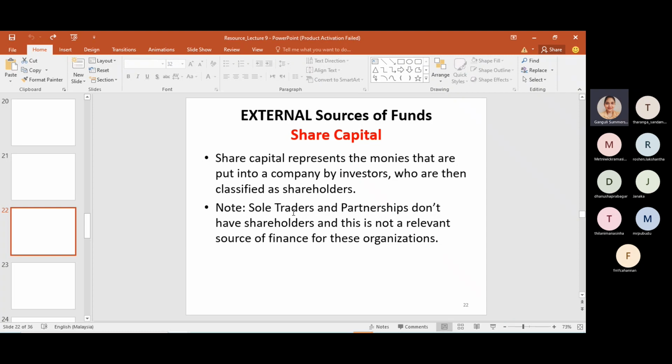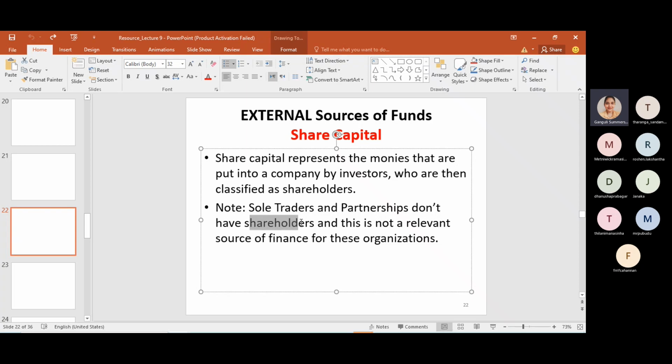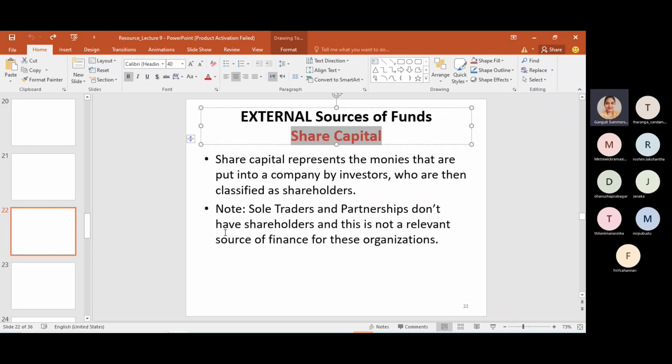For sole traders and partnerships, this is not considered. Share capital is not considered a source of fund for sole traders and partnerships because they do not have shareholders. So share capital is not a relevant source of fund for these organizations. Now you know what share capital is.